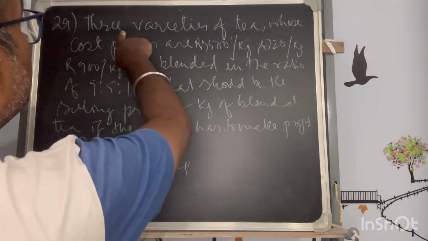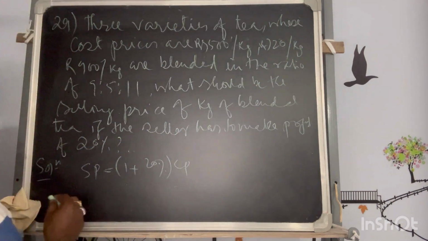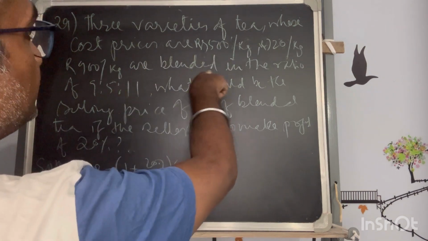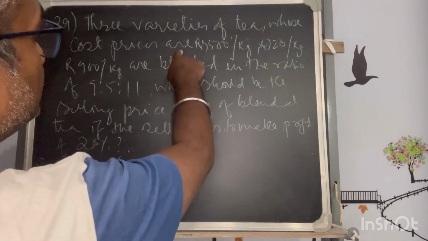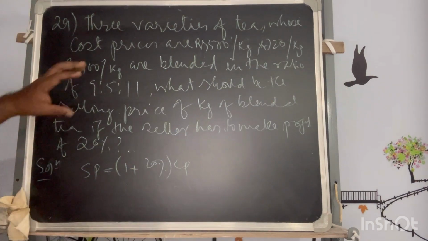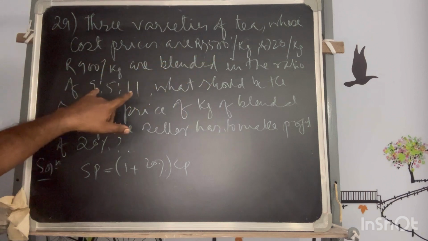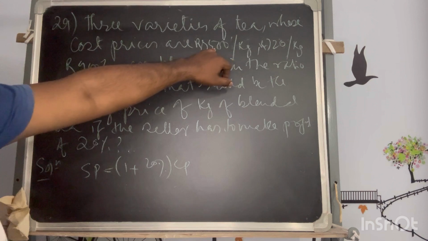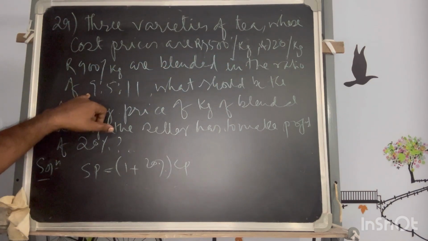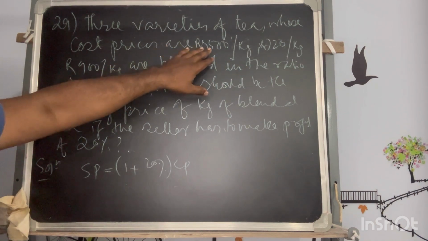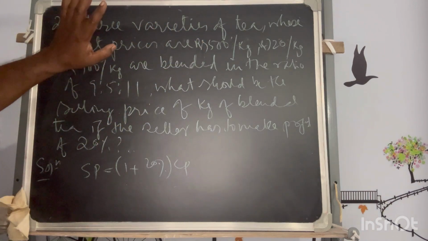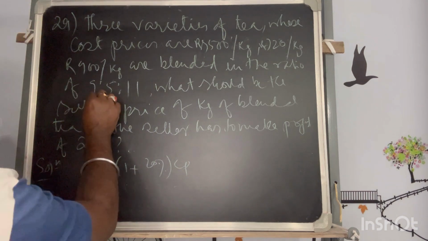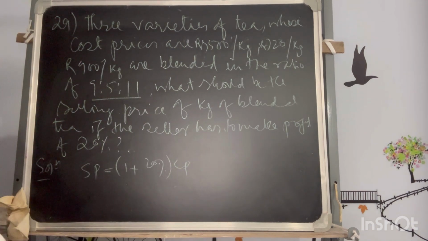Now the first part is that the three varieties of tea are being mixed. The amount that is being blended in the ratio is the quantity, and this is the price. If we club it, price into quantity, you will get the total. This is rupees per kg, and this is quantity in kg. By multiplying this, you will get the total price of the blended tea, and at the same time you will get the total quantity of the tea.